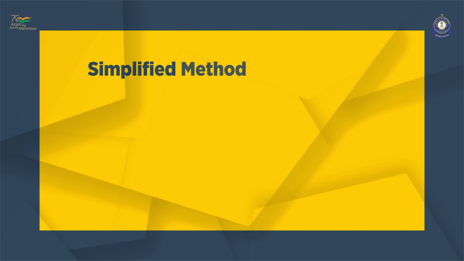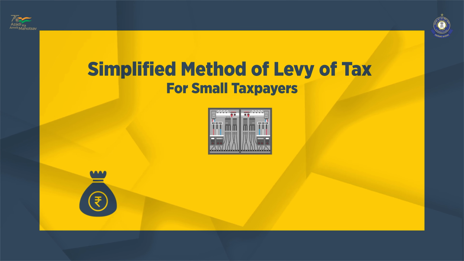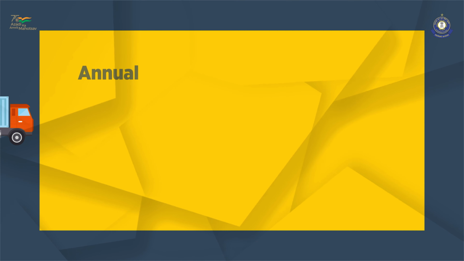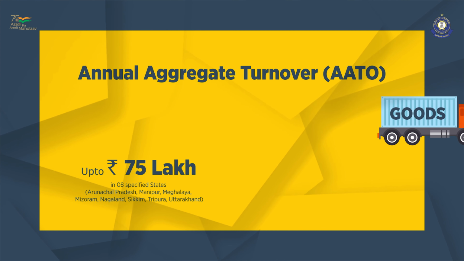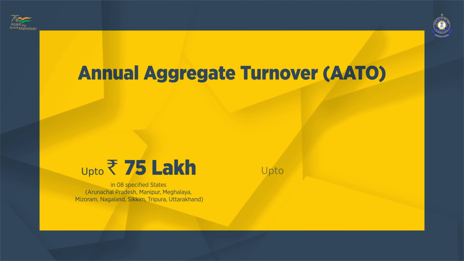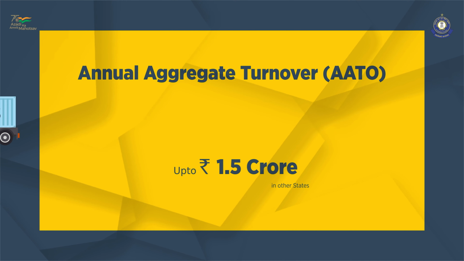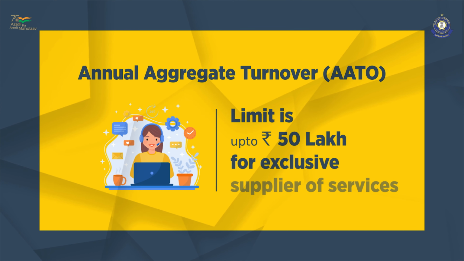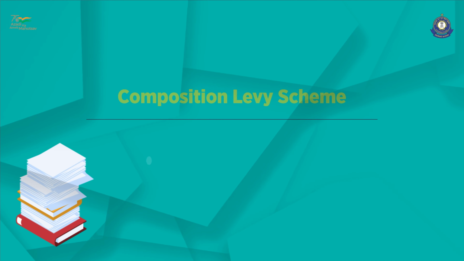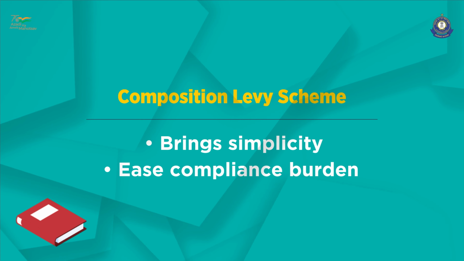Under GST law, composition levy scheme is a simplified method of levy of tax designed for small taxpayers whose annual aggregate turnover (AATO) is up to Rs 75 lakh in 8 specified states or Rs 1.5 crore in other states for suppliers of goods, and annual aggregate turnover of Rs 50 lakh for exclusive suppliers of services. The composition levy scheme aims to bring simplicity and ease the compliance burden for small taxpayers.